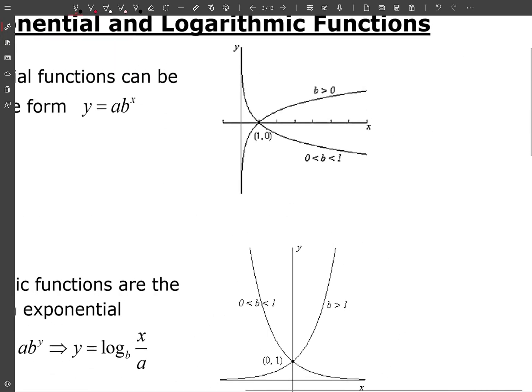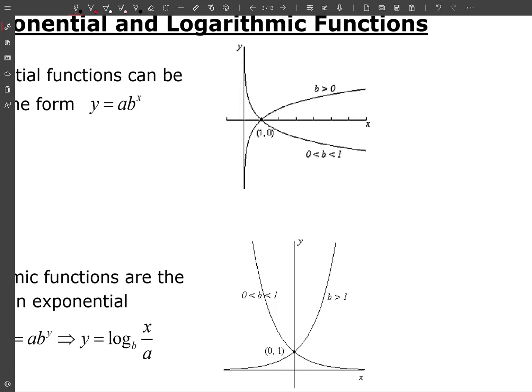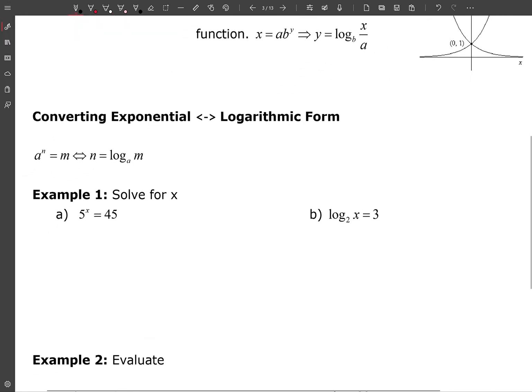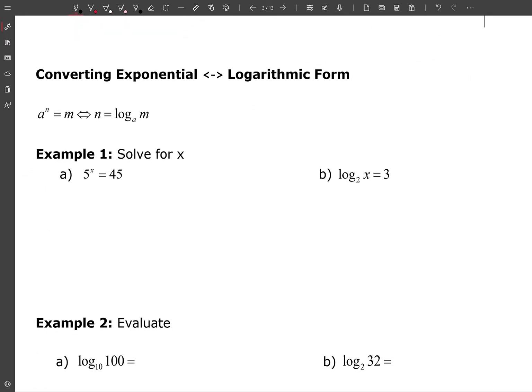This is just a quick look at what their graphs look like, what exponential and logarithmic curves look like. Not that those are in any way relevant to our current circumstances. Yeah. Anyway, so let's talk about converting between exponential and logarithmic forms.